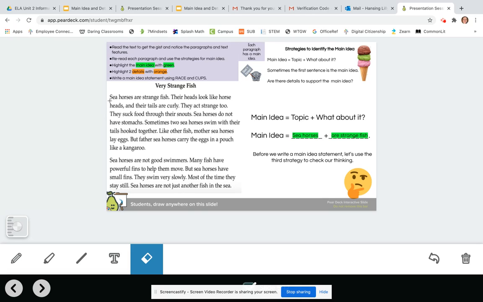I noticed the author mentioned seahorses 4 times in this first paragraph. I think that the topic is seahorses. And I think that what the author is saying about seahorses, the big idea about seahorses, is that they're strange fish. Now that I think I know the main idea, seahorses are strange fish, I'm going to use that third strategy with the ice cream graphic organizer to check my thinking.